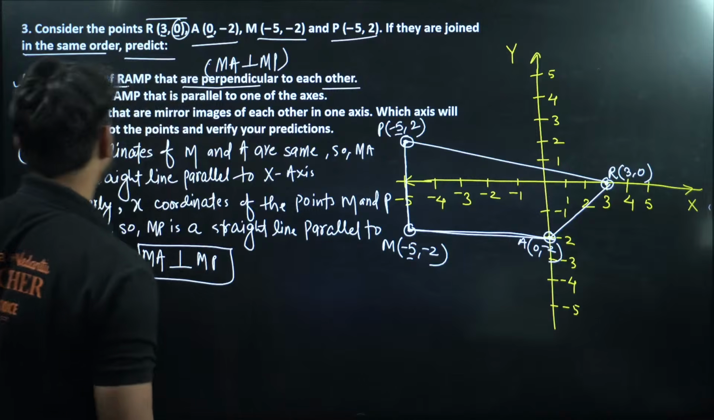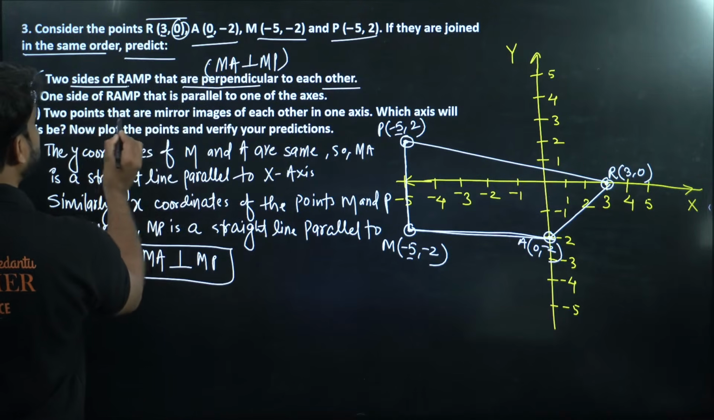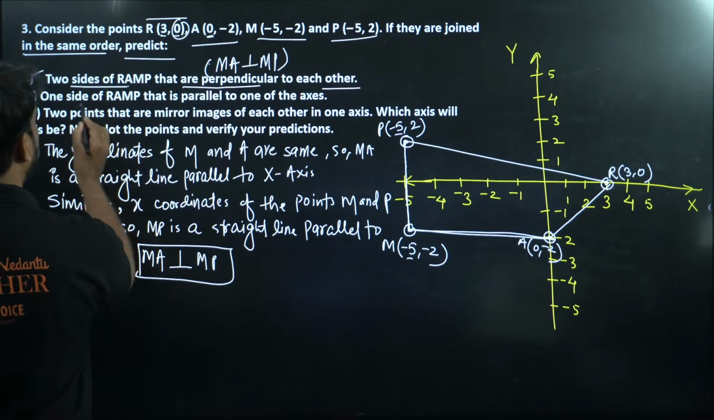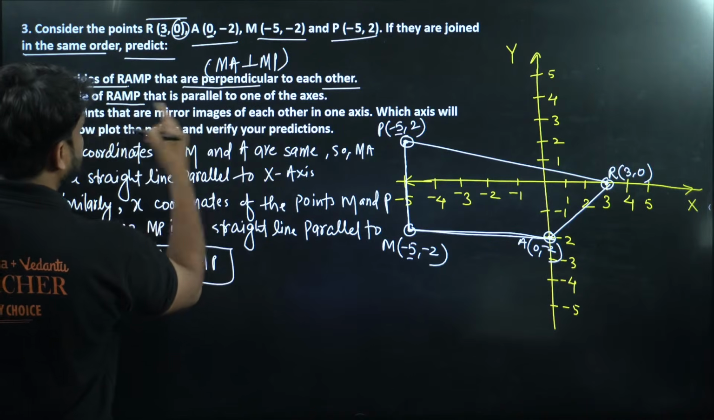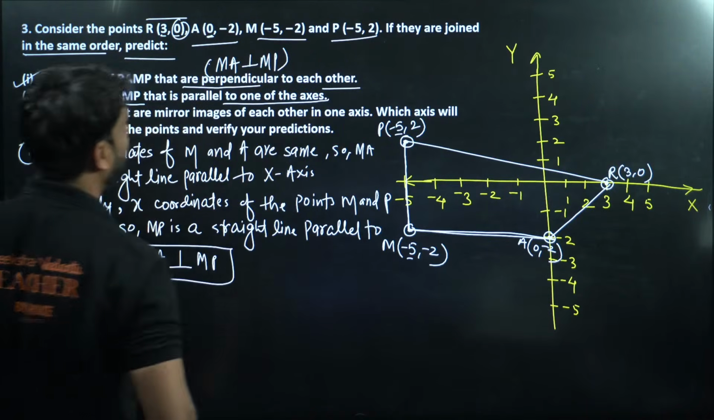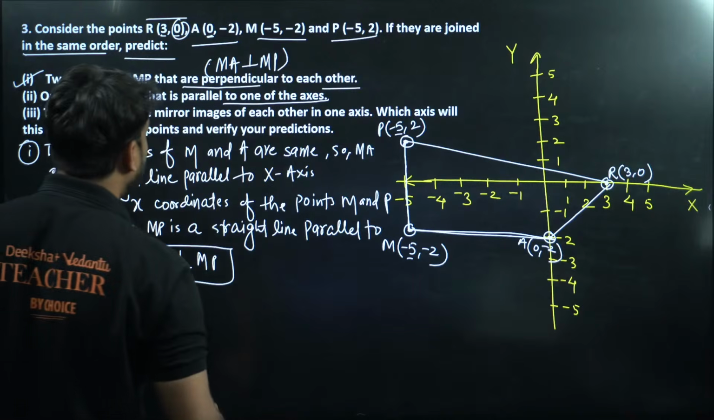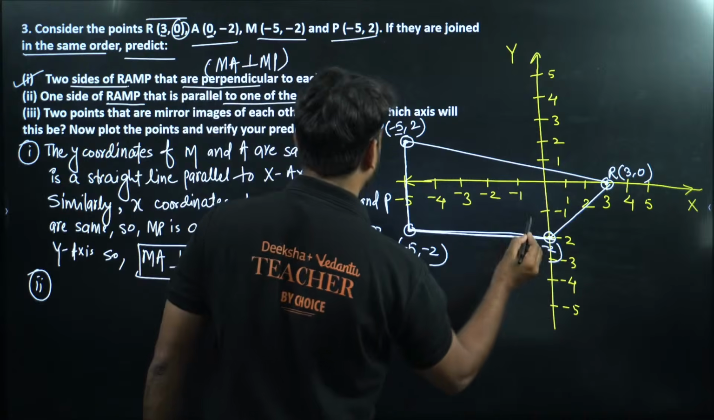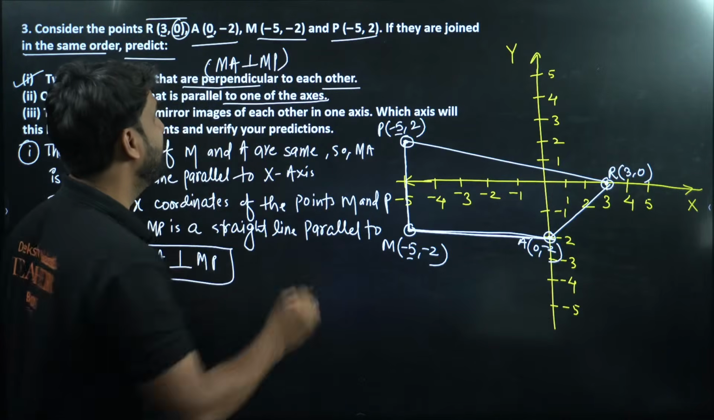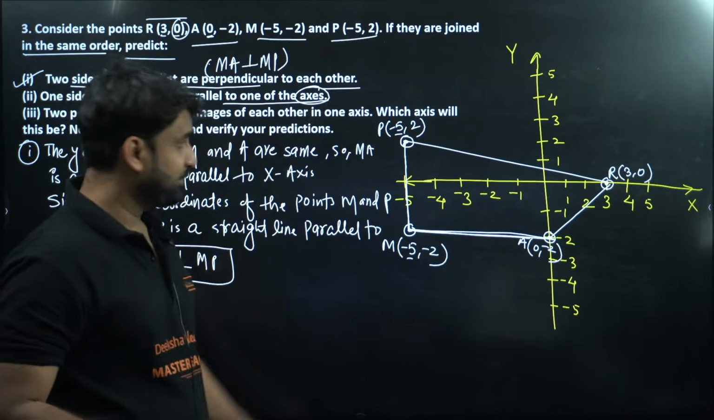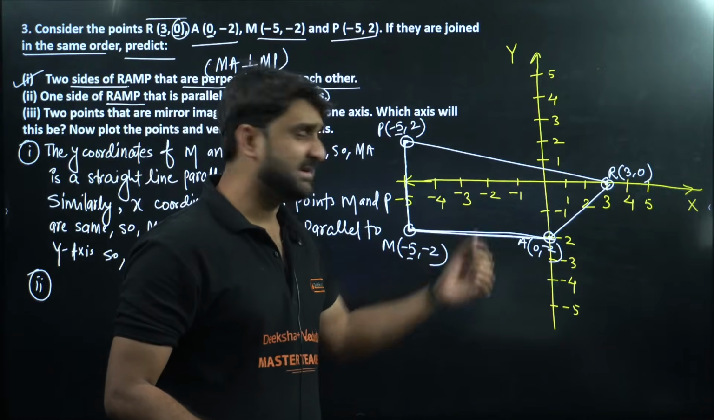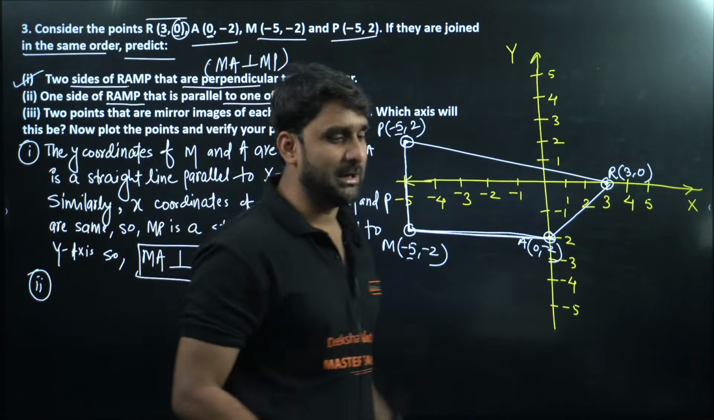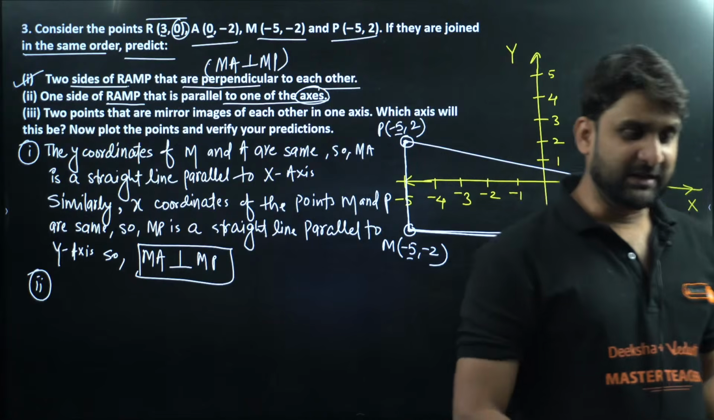So the question is asking for two points that are one side of RAMP that is parallel to one of these axes. Yes. So the question is asking, is there any line which is parallel to the axis? Yes. This line will be parallel to the x-axis and this line will be parallel to the y-axis. Is it clear to everyone?